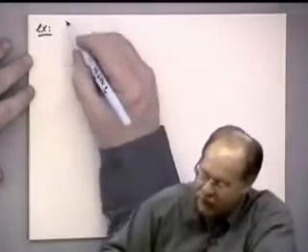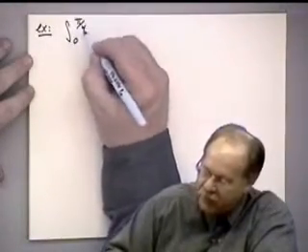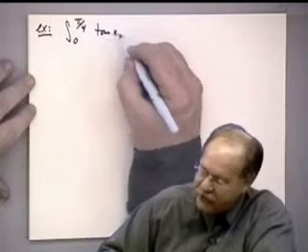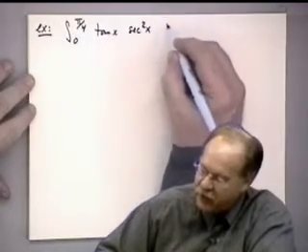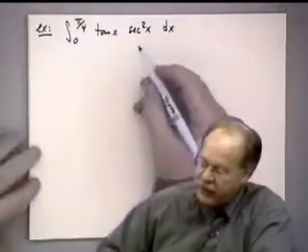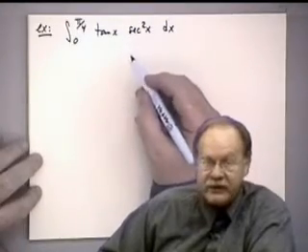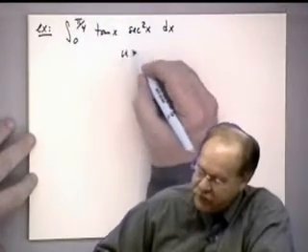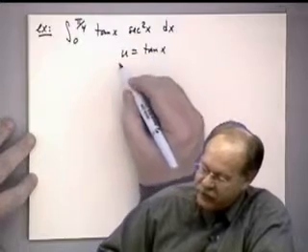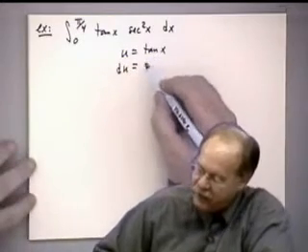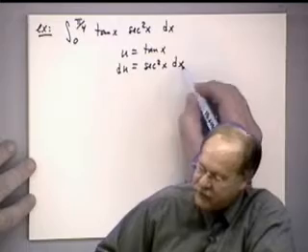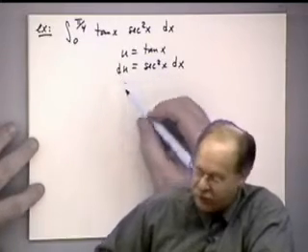Let's look at several examples to set that up. Here is an integral from 0 to pi over 4 of tangent x times secant squared x dx. Now in this case, it's fairly easy to discover what u ought to be. If u is equal to tangent x, then the du we need is right there. It's secant squared x dx. Now let's take care of the limits also.